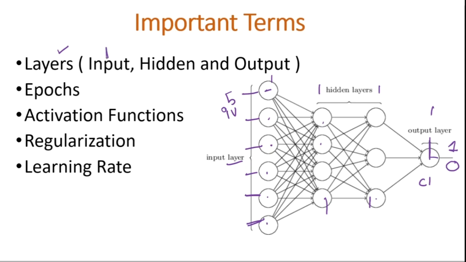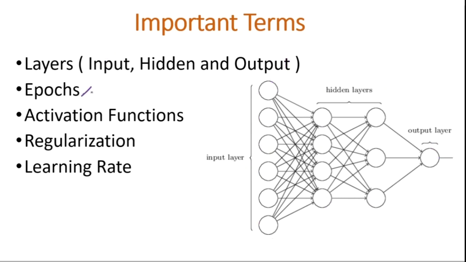There are 3 types of layer. First is input and last is output. Input will always be a single layer, output will always be a single layer, but the number of hidden layers could be any number. It depends upon how complex our problem is. The number of neurons in each layer could also be any number. I'm repeating, the number of hidden layers could go up to n, and the number of neurons in each layer could be any number, but the input layer would always be a single layer and the output layer would always be a single layer.